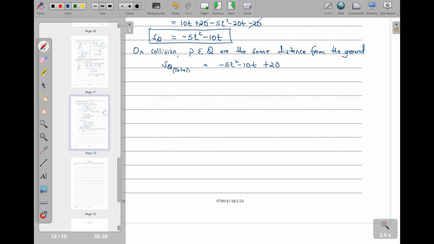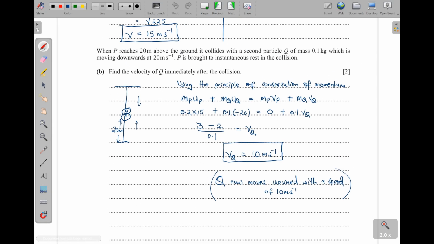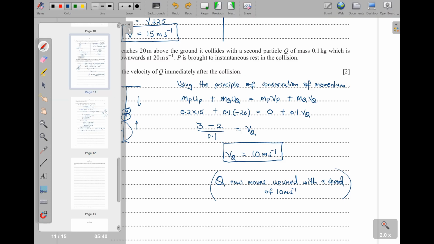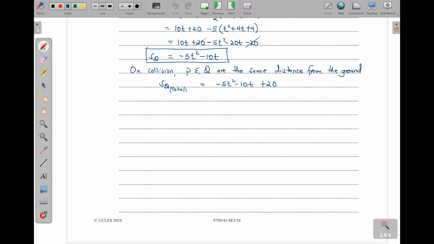Remember when they collided at first, it was at 20 here. Do you see this? Then Q moved up. So we are having the SQ here as it is moving up. But of course it moved up and maybe came down and then met with P again when they collided. So we are taking the SQ here and then the 20. So the SQ up there plus the 20. So that's why I'm taking the SQ total here. That is the one.